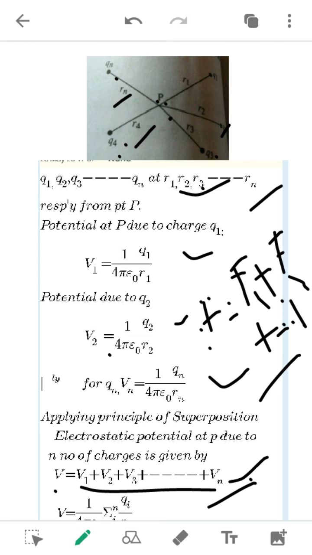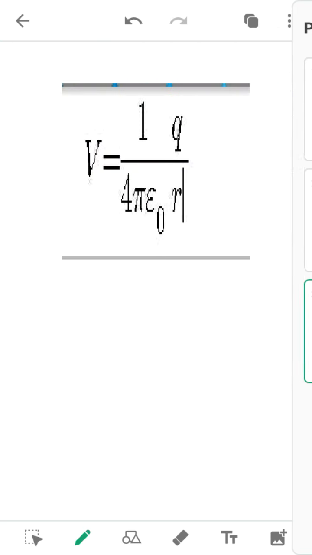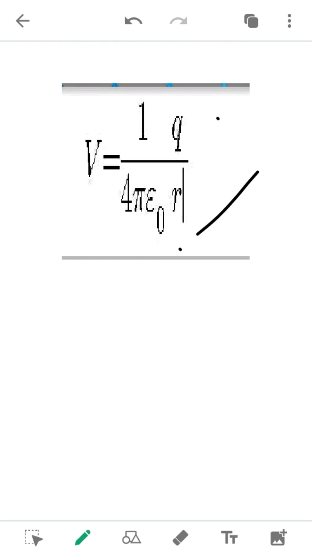Then we will write the potential as V equal to 1 by 4 pi epsilon naught, summation i tending from 1 to n, qi by ri. Lastly, the final answer is V equal to 1 by 4 pi epsilon naught q by r. So this is the potential due to n number of charges.